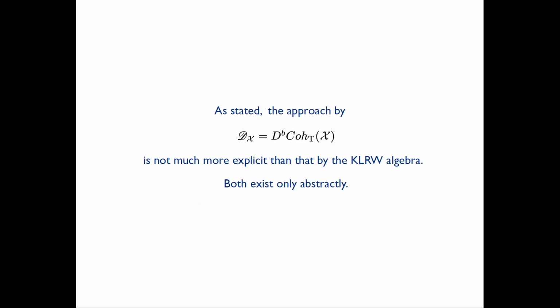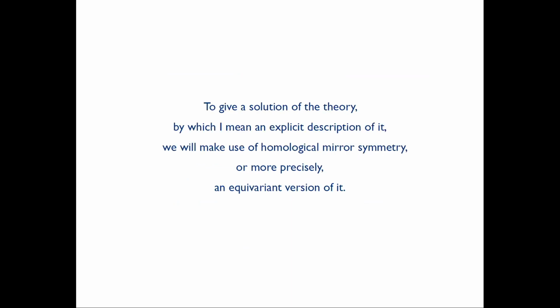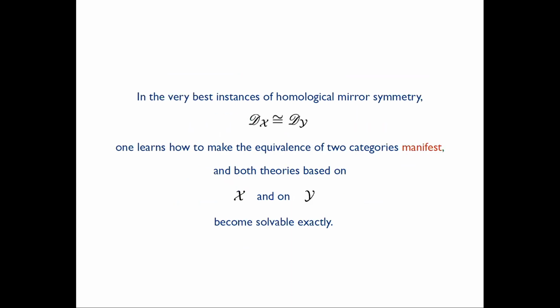Now here I'll explain just how to develop the solution in this picture. Eventually, to give an explicit solution of the theory, we'll need to make use of mirror symmetry. Now, in the very best instances of homological mirror symmetry, mathematicians have learned how to make the equivalence of the two categories manifest. They learned how to make mirror symmetry manifest in a very simple example. What will turn out to be the story here is that we can generalize this very simple example to a class of manifolds which are far more non-trivial than what they know. But anyway, once you learn how to make mirror symmetry manifest, then descriptions of these otherwise very abstract categories become concrete, and you can actually solve it.